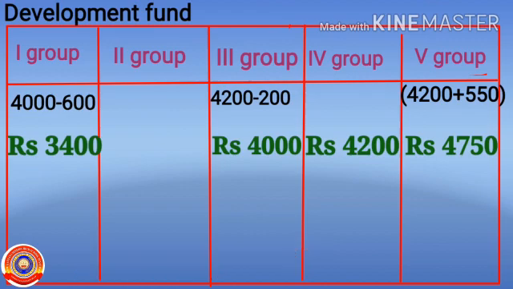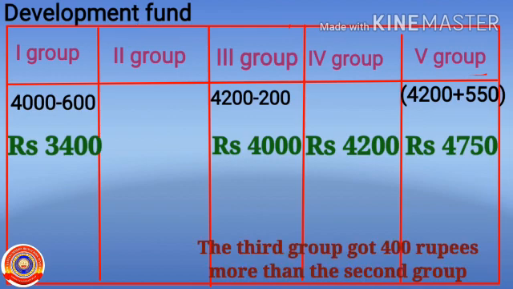Next, which group's fund is remaining there? Second group. It was already mentioned that the third group got 400 rupees more than the second group. How much amount was raised by third group? 4000 rupees. So, to find out the amount raised by second group, just subtract 400 from 4000.